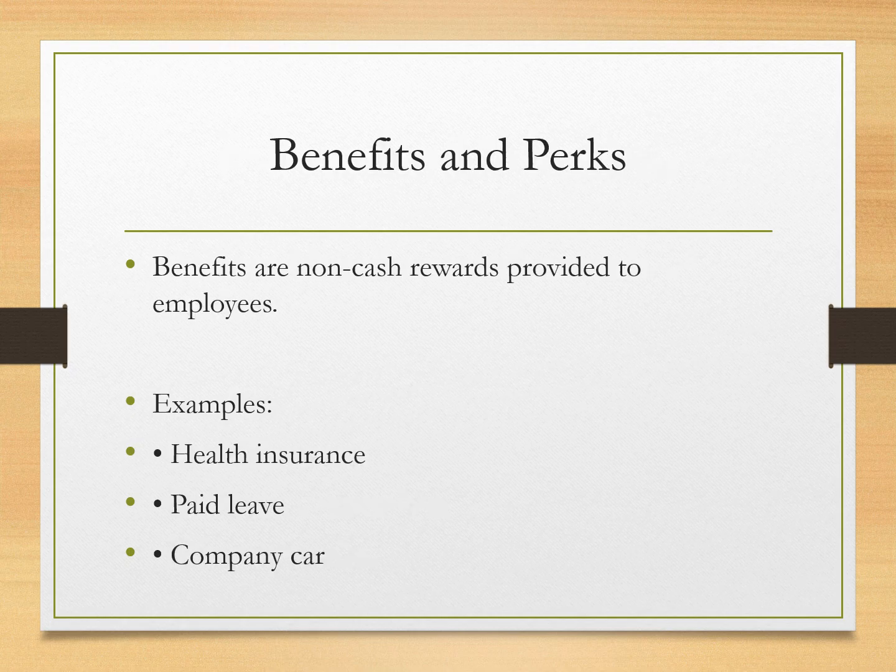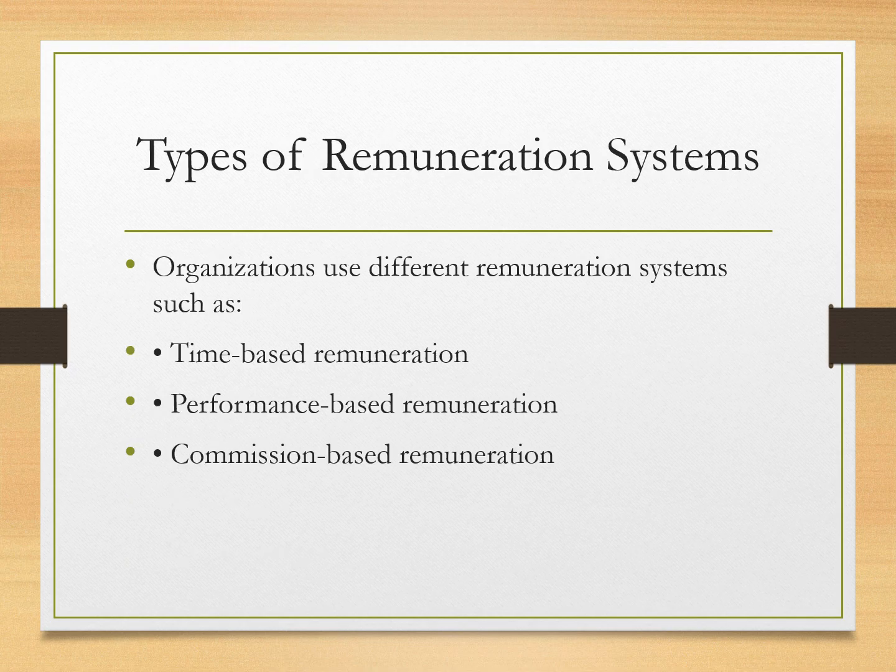Benefits and perks. Benefits are non-cash rewards provided to employees. Examples: health insurance, paid leave, company car. Types of remuneration systems. Organizations use different remuneration systems such as time-based remuneration, performance-based remuneration, and commission-based remuneration.